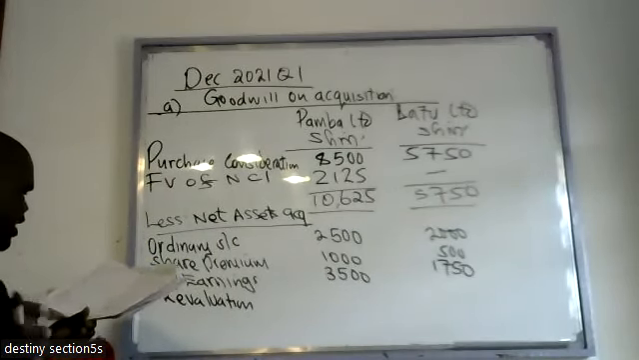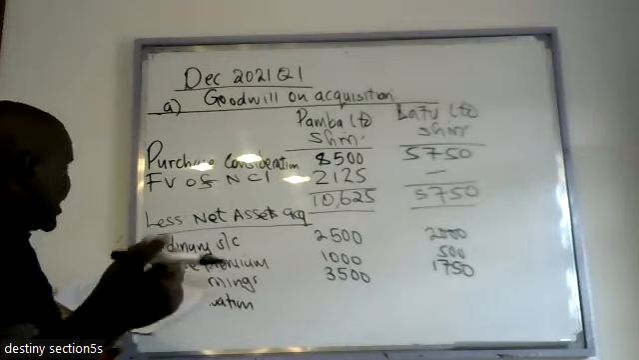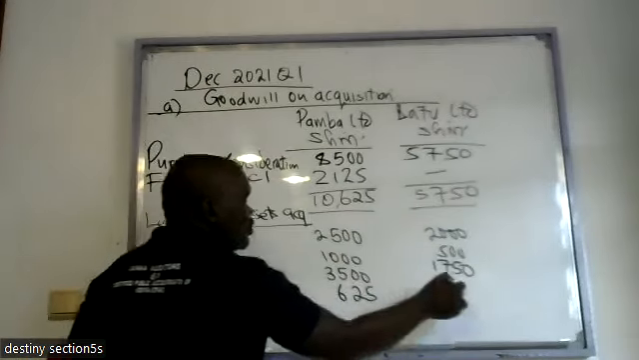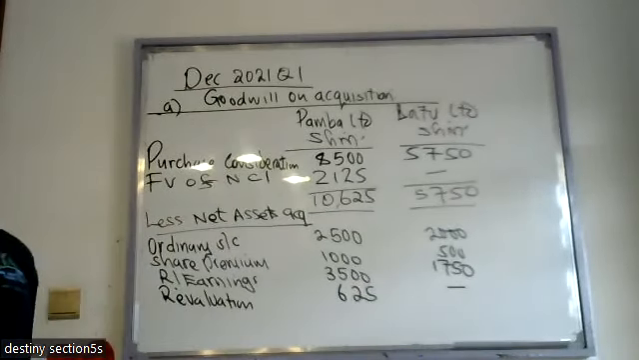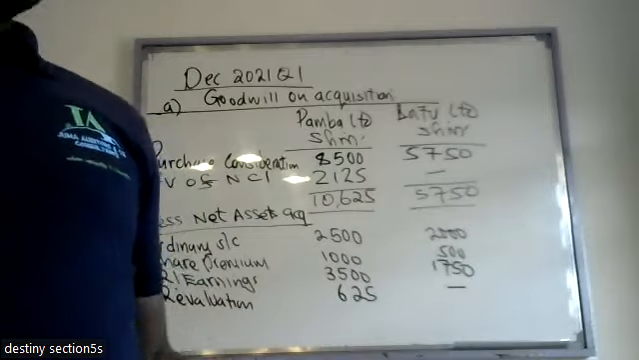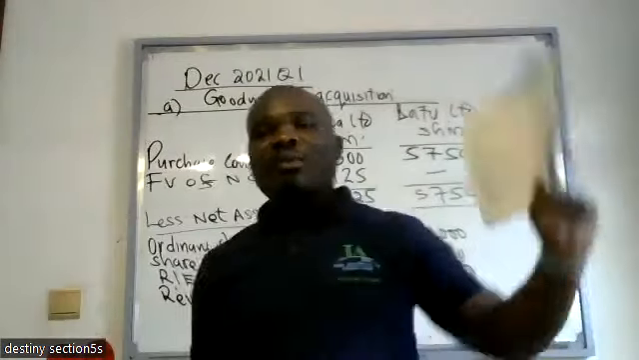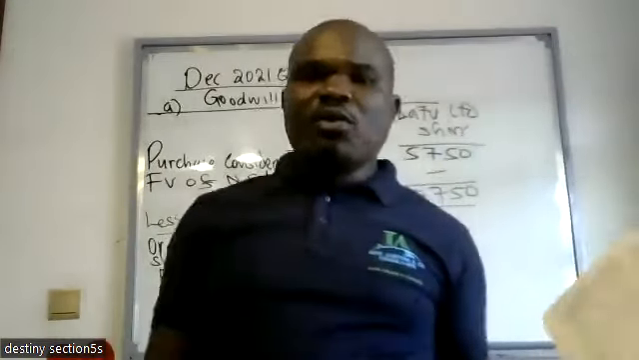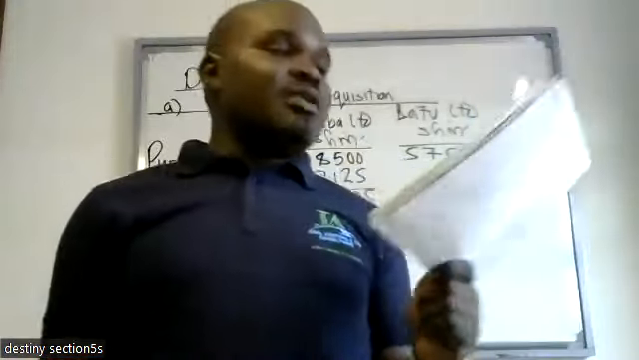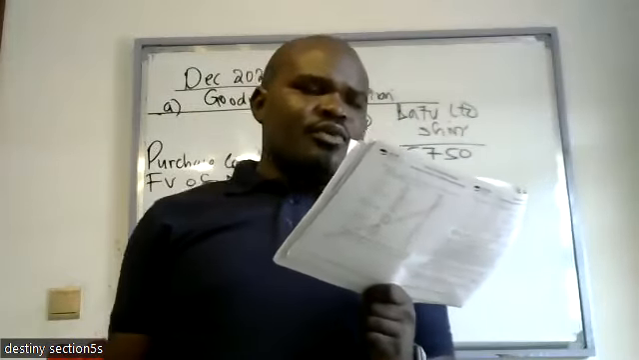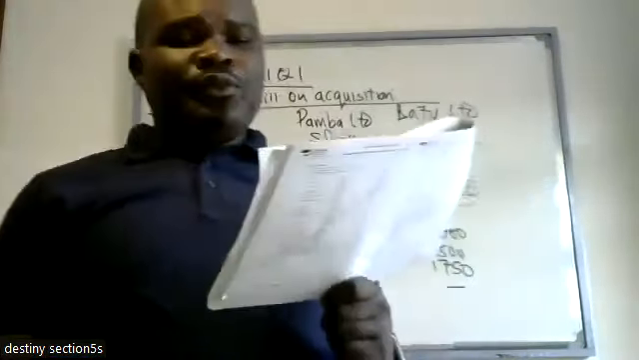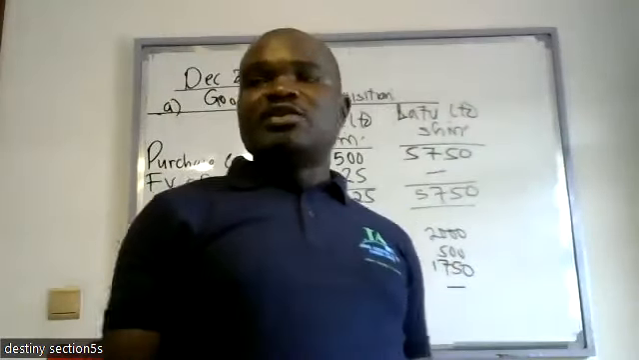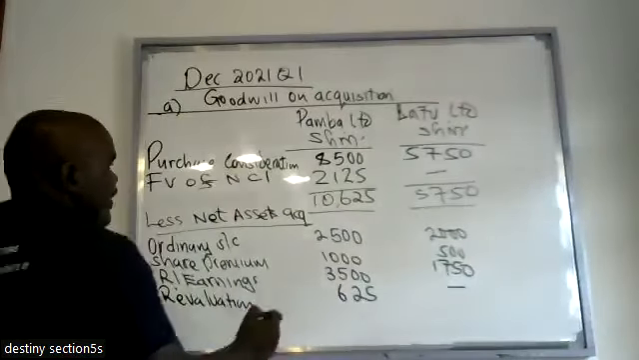So land had a carrying amount of 625 less than its fair value. That is a revaluation gain. Less than fair value means the market value is more than the book value. And whenever the market value is more, it means the asset has been revalued. But when you check note 3, they say the carrying amount and the fair value are equivalent, meaning there is no revaluation. So these are the net assets.